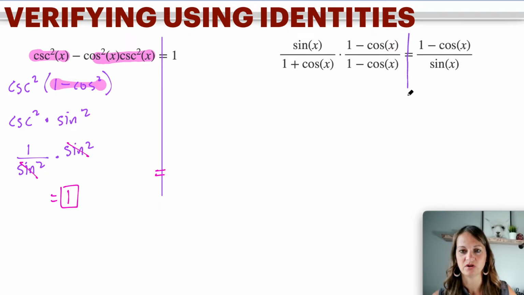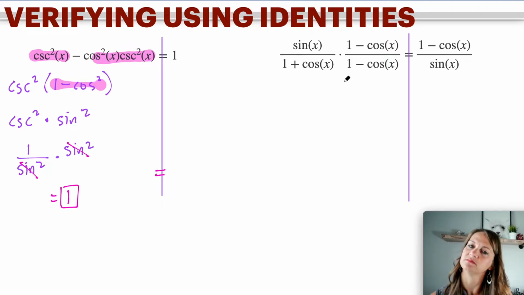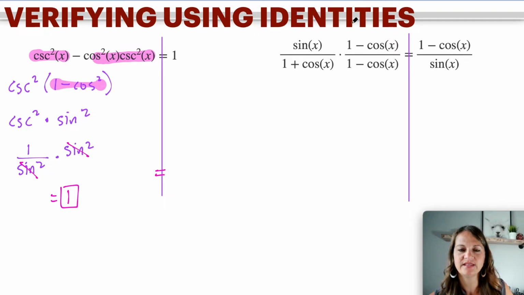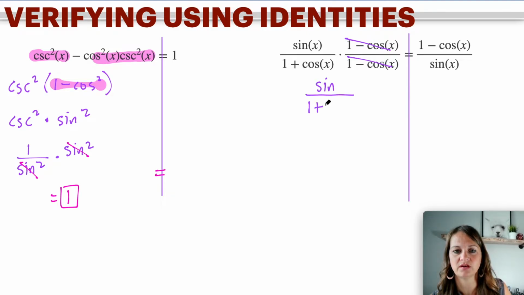Next, draw a line. Now, we are multiplying. Now on this side, because this is multiplied, 1 minus cosine cancel, automatically leaving me 1 over sine over 1 plus cosine.